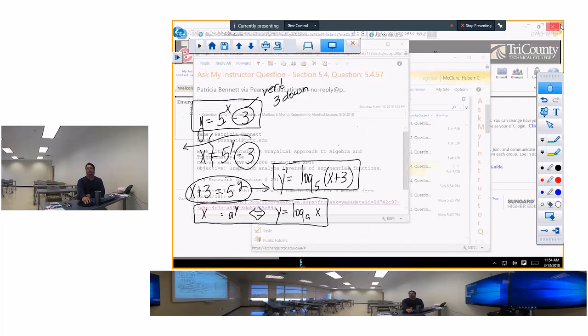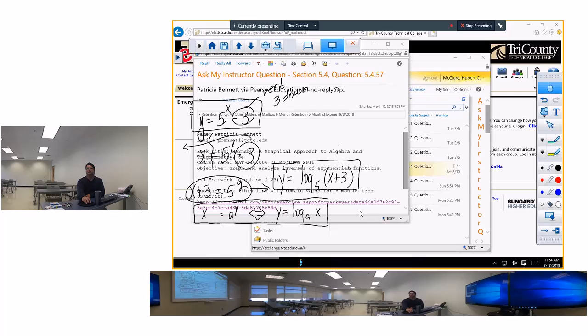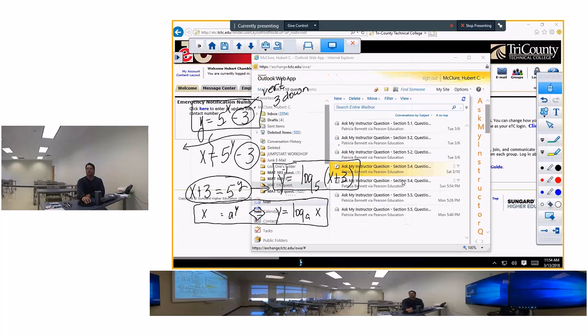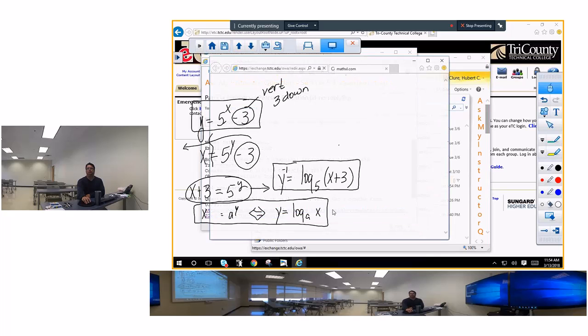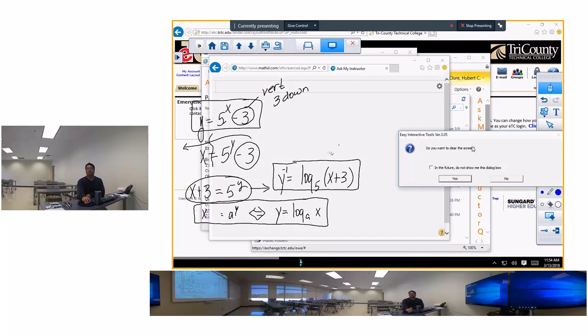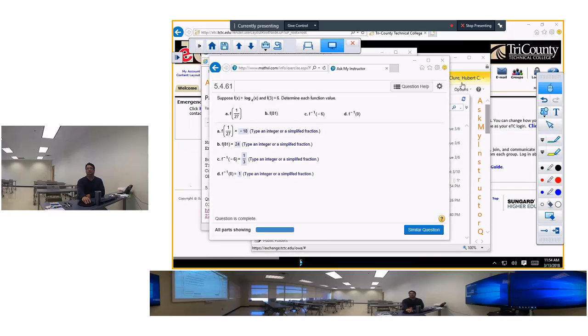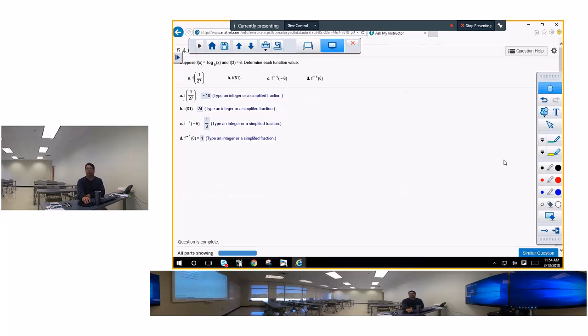Okay, next one. 5.4, 61/24. So far, I haven't seen any test questions. These are just properties of logarithms and e to the x's. So I don't think any of these are going to be on the test. I'll tell you when we get to a test question.